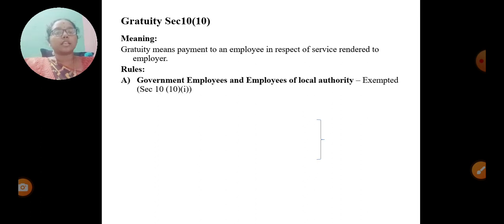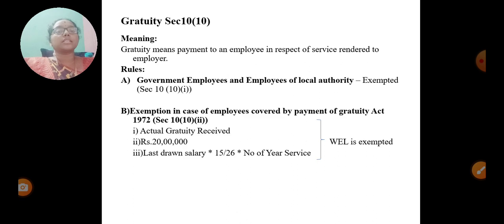The first case is if he is a government employee or an employee of a local authority, the entire gratuity amount is exempted. If the employee is covered by the Payment of Gratuity Act, the least of these three can be taken as exempted. The first is actual gratuity received, the second is the maximum limit of 20 lakhs, and the third is last drawn salary into 15 by 26 into number of years of service.